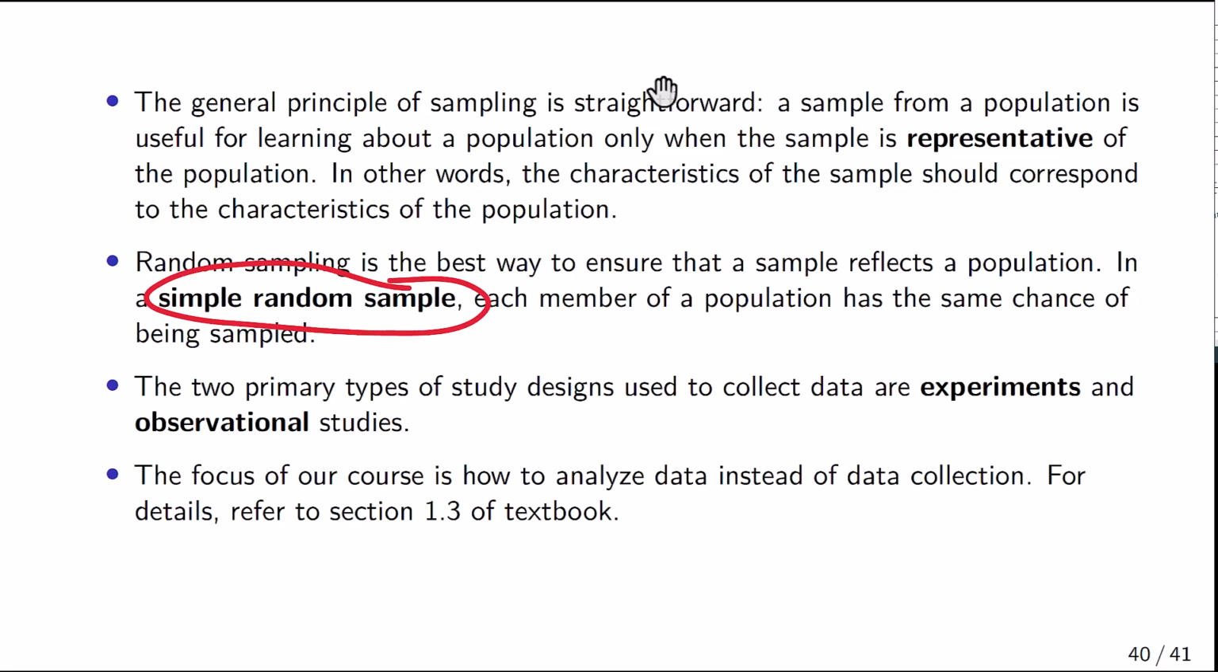Two designs to collect data. One is by experiment. Actually, in biostatistics, we do a lot of experiments, for example, clinical trials for new drugs and for vaccines. This is a very important way to do it. And there is another way which is called observational studies. Observational studies basically are surveys.